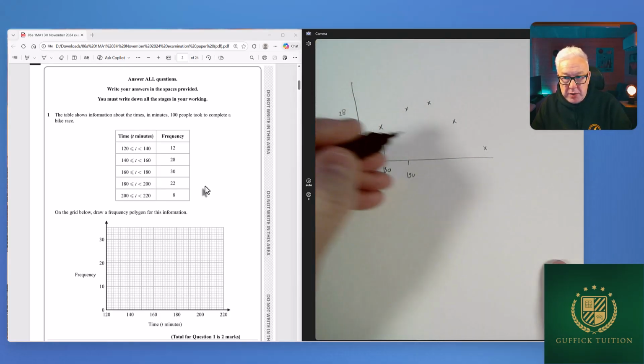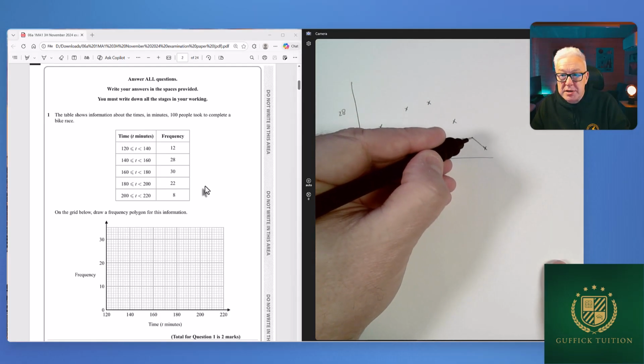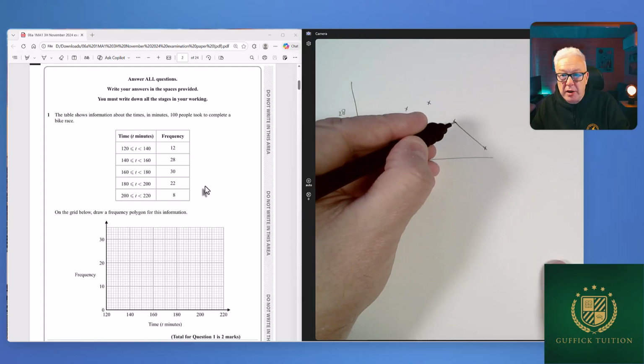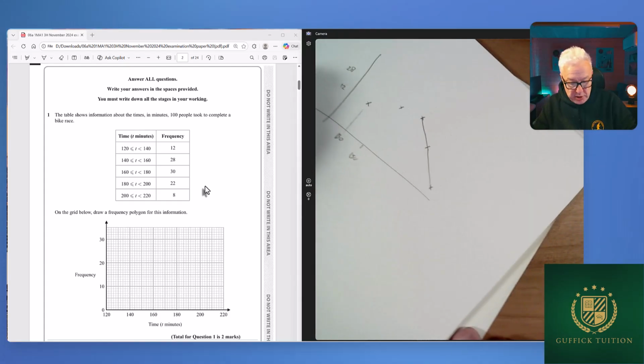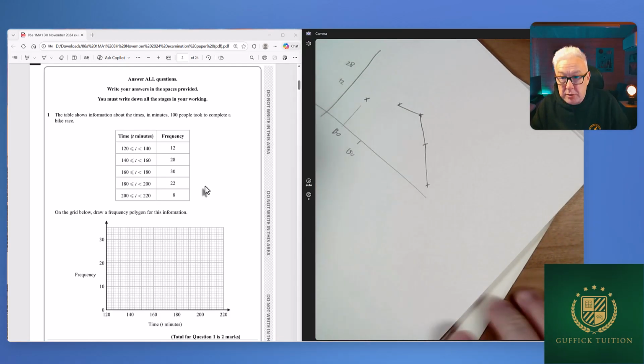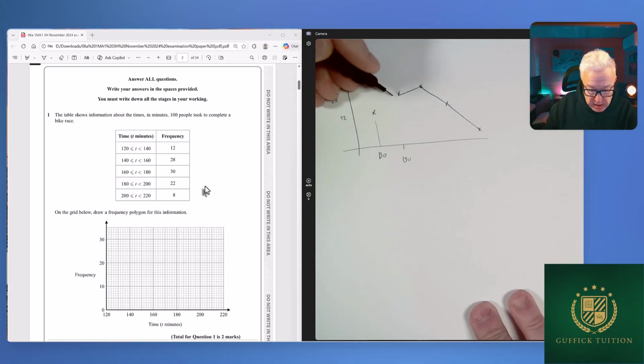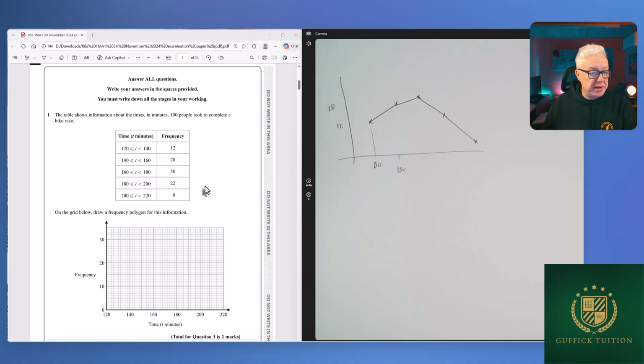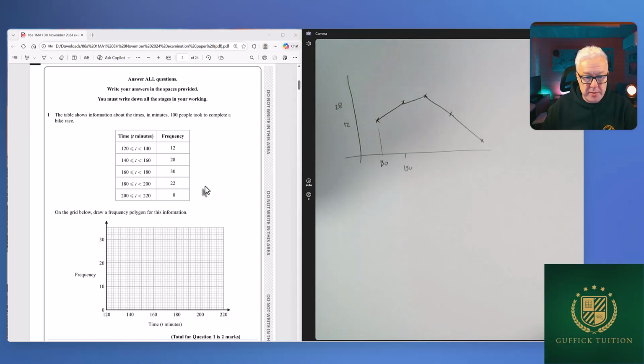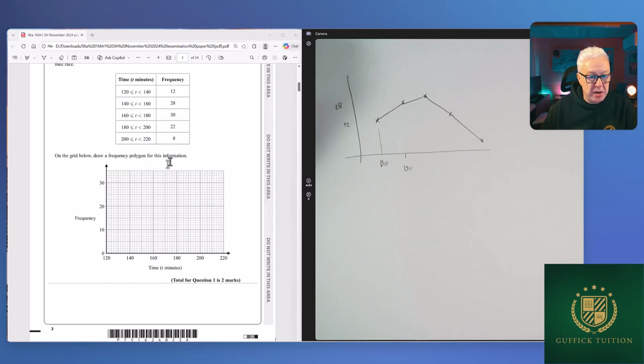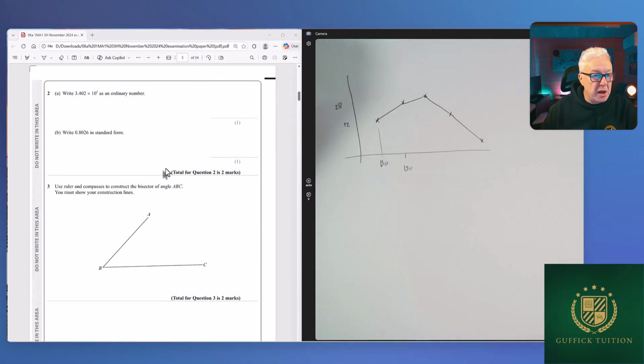Now the second thing I would say about a frequency polygon is you connect them with straight lines, and those straight lines do not go down to meet the axes. So they're just kind of floating in the air like that. So that's how you would plot it. Just remember: midpoints, straight lines, and you don't connect them down to the axes. It just floats in the air.